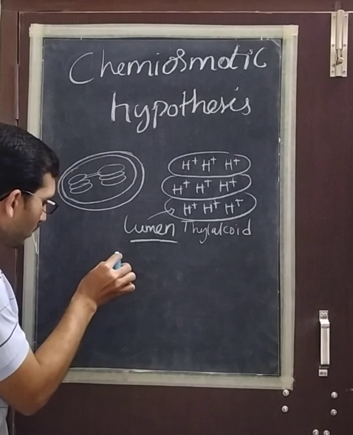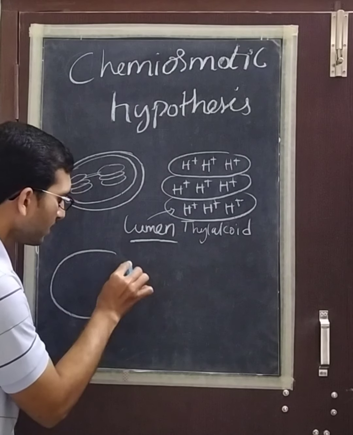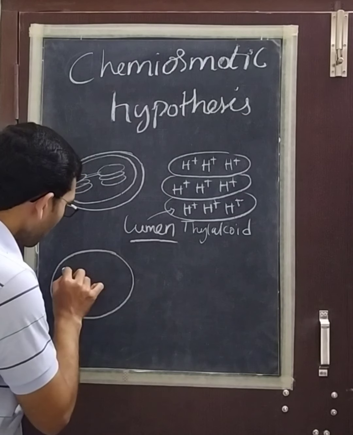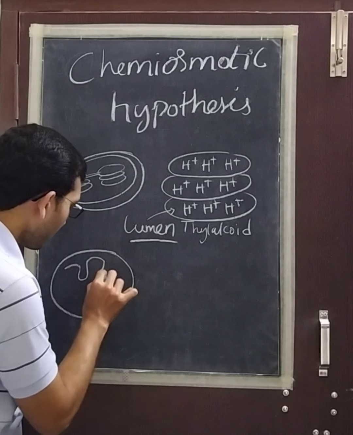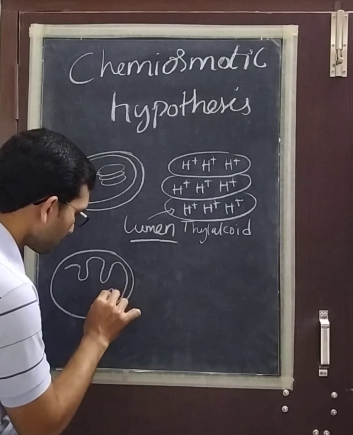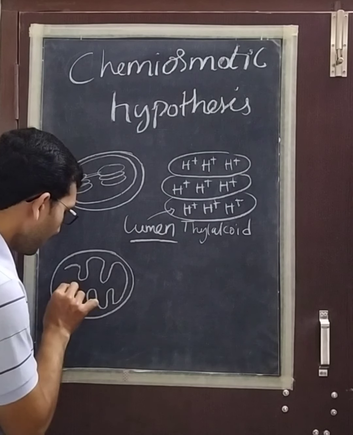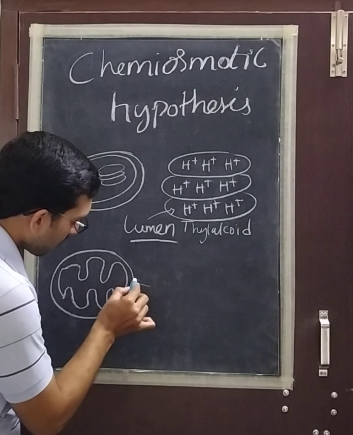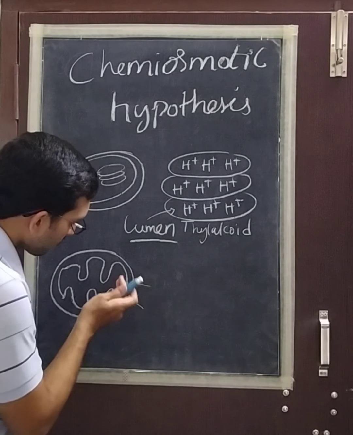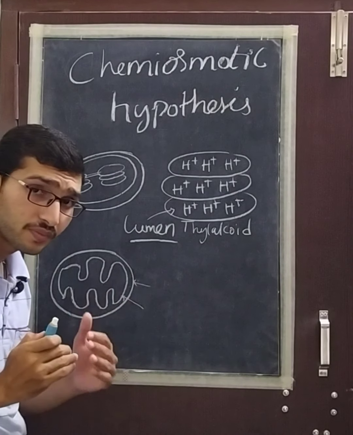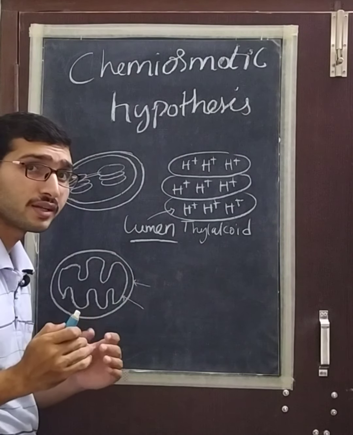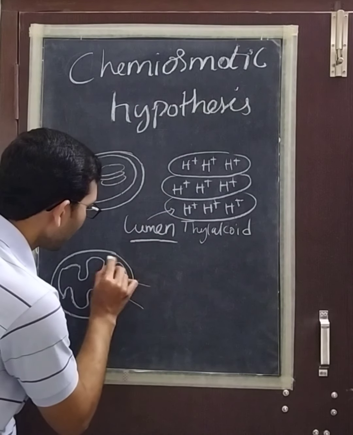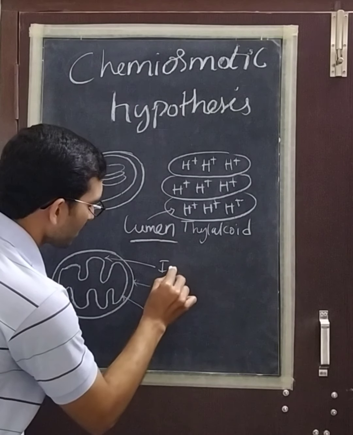Next, chemiosmosis also takes place in the mitochondria. Mitochondria has a double membrane and it has cristae on its inner membrane. This is the outer membrane and inner membrane. The portion present between the outer and inner membrane is known as the intermembrane space.